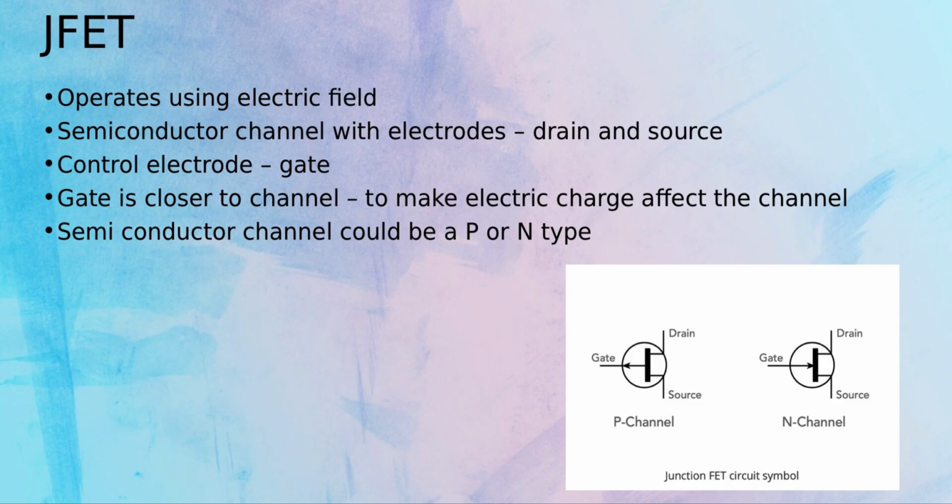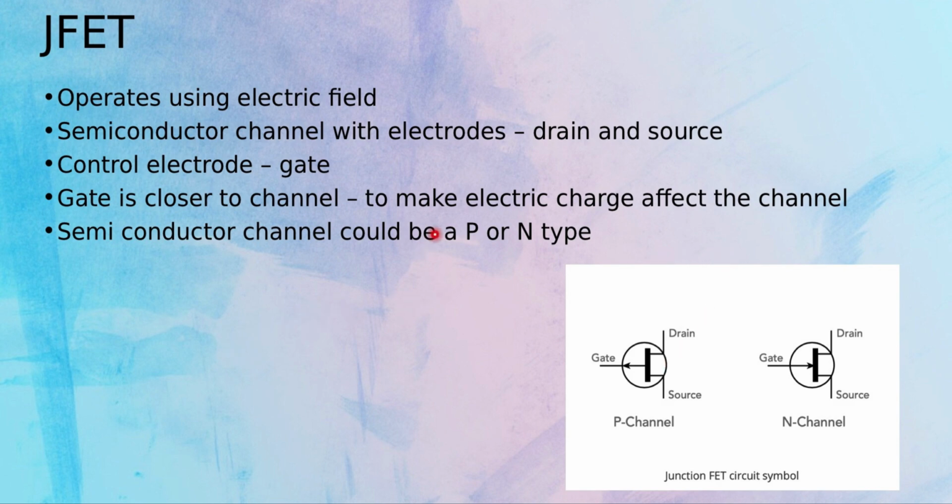Now we will look in detail at JFET. These are transistors that operate in an electric field. Take a look at this picture. This is the symbol of a JFET. There are two types of JFET, a P-channel JFET and an N-channel JFET. If holes create the channel, it's called the P-channel JFET, and if electrons create the channel, it's called the N-channel JFET. This channel is created between the drain and the source.